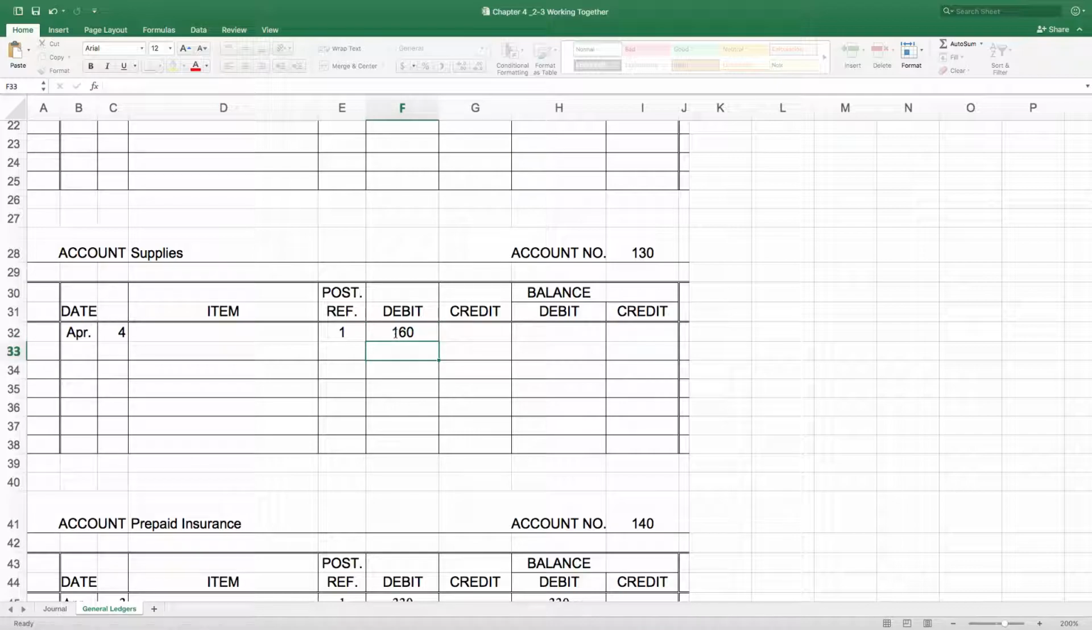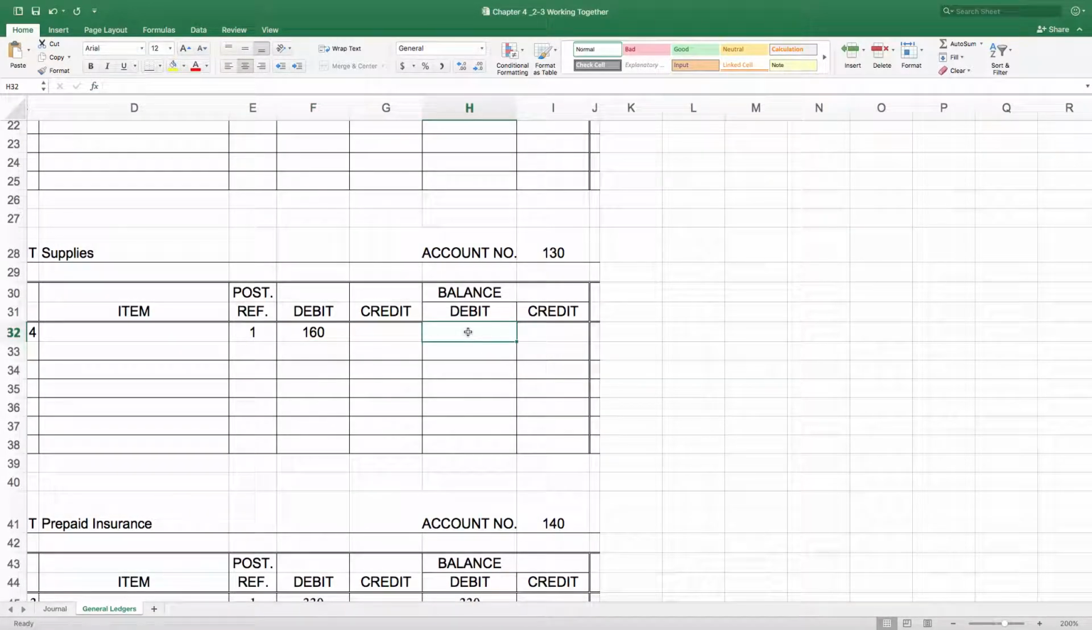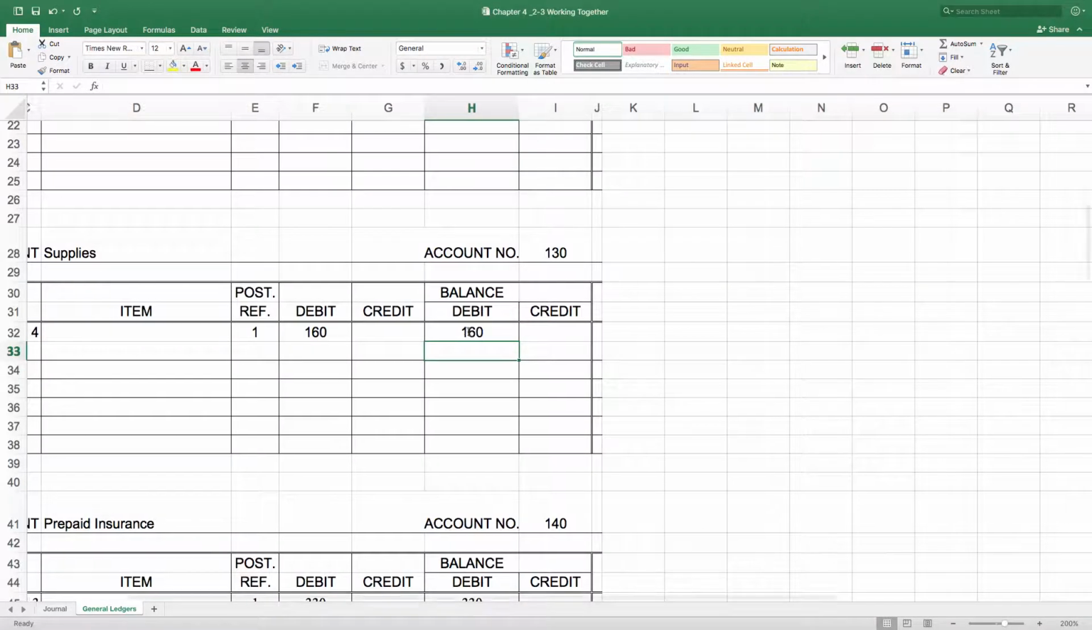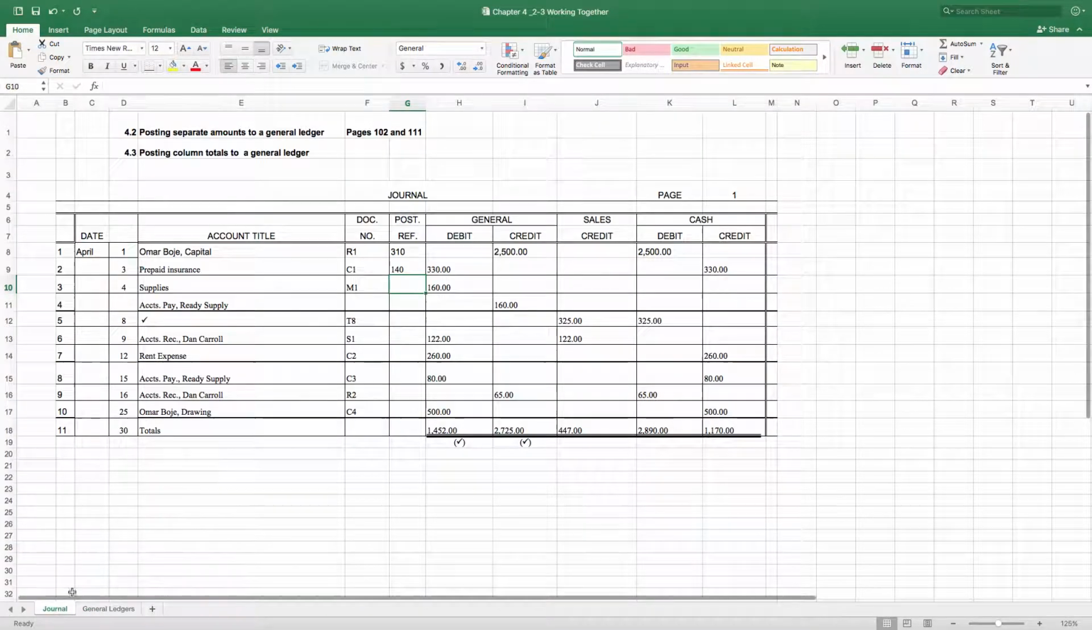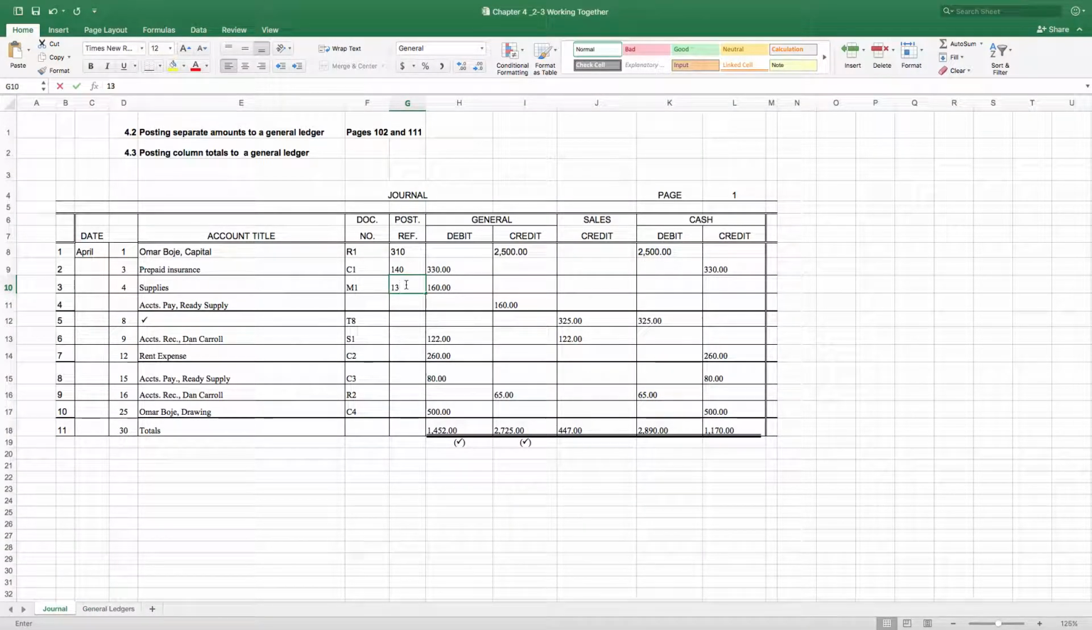debit balance. And we're going to transfer that balance over. $160 debit entry and $160 debit balance. Record the account number in the post reference section of the journal. And it's going to be 130.